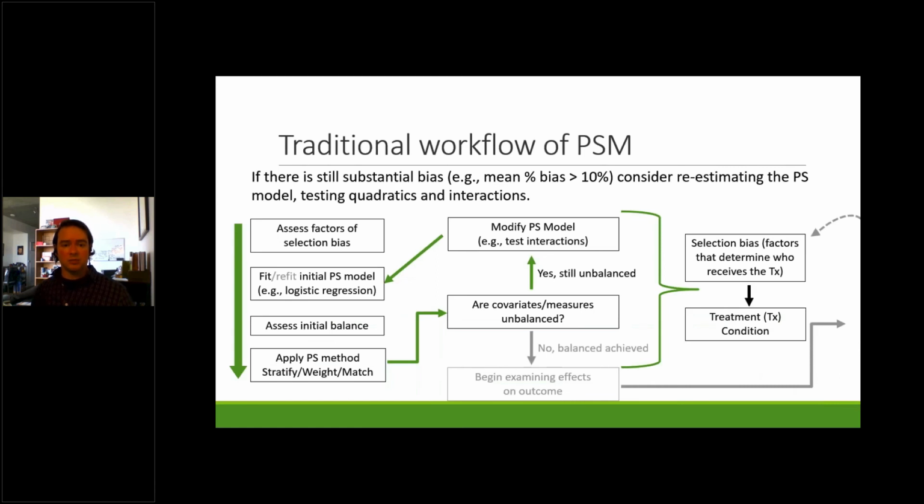If there is substantial bias, so for instance, the average percent bias is over 10% in your sample after you've applied PSM, consider re-estimating the propensity score model and then testing, maybe this time, testing quadratics. So the quadratic of age or any other continuous measure that you might have, just test them, see if it increases the accuracy of your propensity score and therefore increases the accuracy of your matching or weighting, and the tightness of your matching or weighting, and also test interactions.